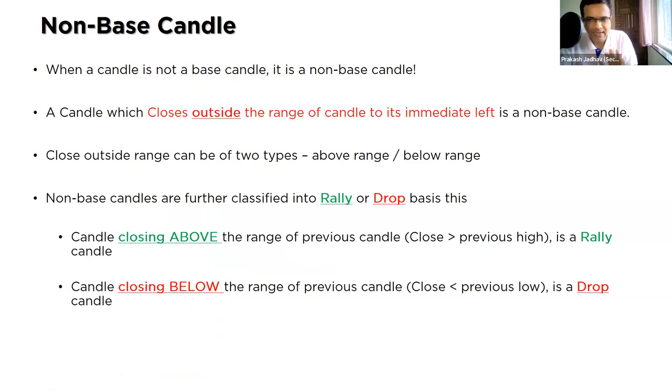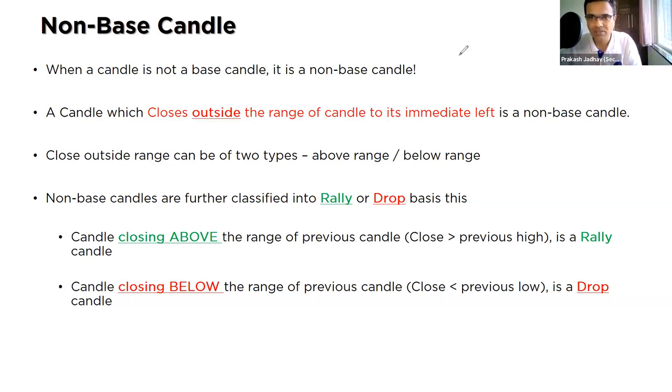If the candle is not a base, it's called a non-base candle. That means the candle has not closed within the range of the earlier candle. So when the candle closes outside the range of the earlier candle to its immediate left, then it's a non-base candle. Now the outside can be above, can be below.